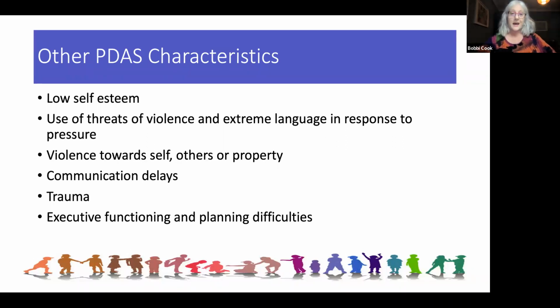Communication delays. Now, often with their communication, their expressive language is great if it's about a topic that they're interested in. So they can wax lyrical about the things that they're interested in. They can argue like a bush lawyer to distract and avoid, and that's where they use social communication as a tool of avoidance. But their pragmatic language skills are often really, really delayed.